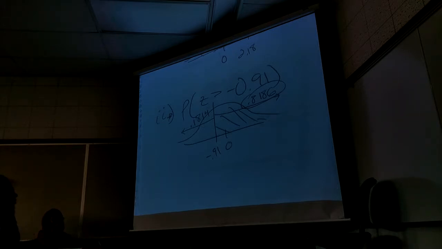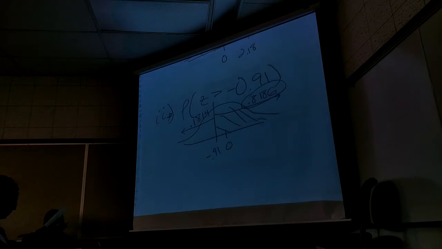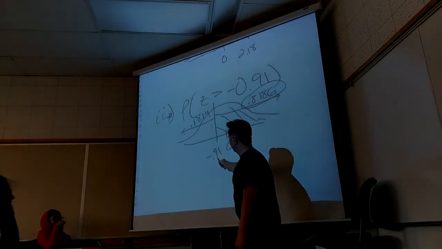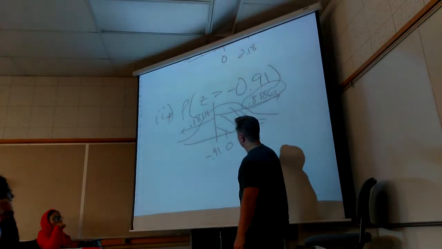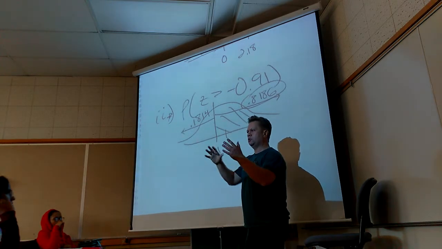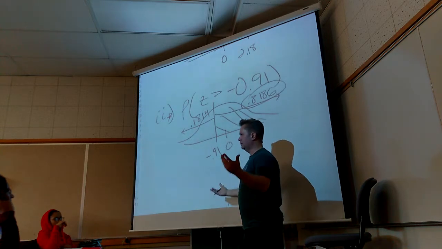Look up positive 0.91 for me. Oh, sorry. Okay, look at you. I said don't get ahead of me. Look up positive 0.91. What do you get? It's because of the symmetry, right? It's symmetric. So whatever's above negative 0.91 will be equal to what's below positive 0.91. Is that a shortcut? Sure. Does it save you a ton of time? No. But it's up to you.